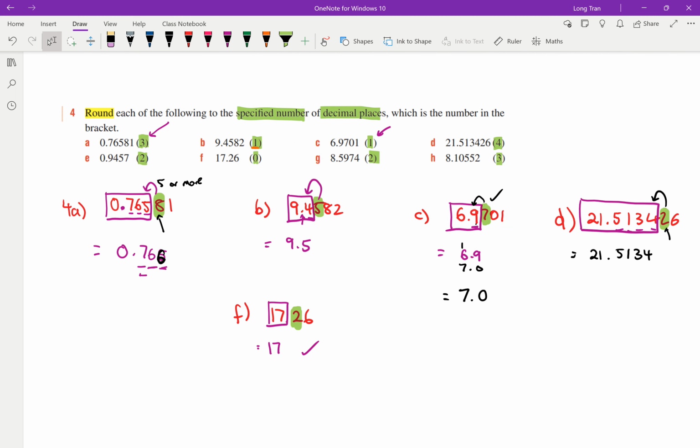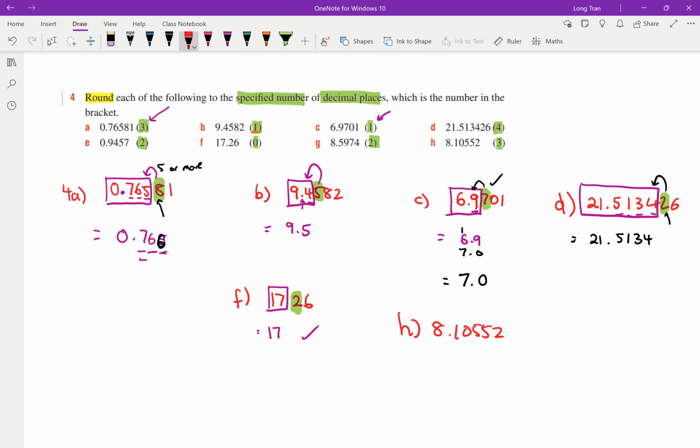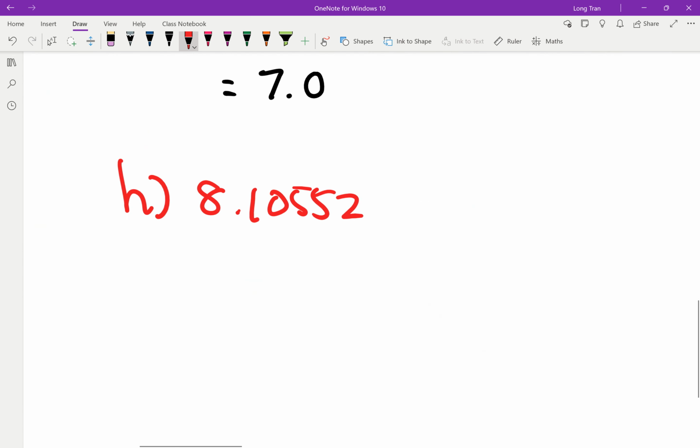Okay. So hopefully at this point you're starting to feel quite confident. Have a look at H, 8.10552, rounding to 3 decimal places. I want you to have a go first. You can pause the video and have a think. What would your answer be? Now I will tell you the answer.